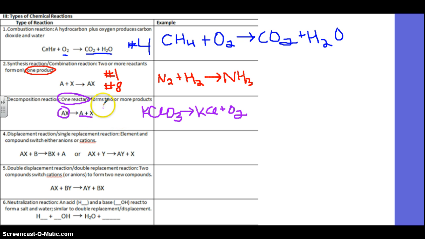You should have found that number 2 in the example list is an example of decomposition, and so is number 3. Both of those are decomposition reactions.